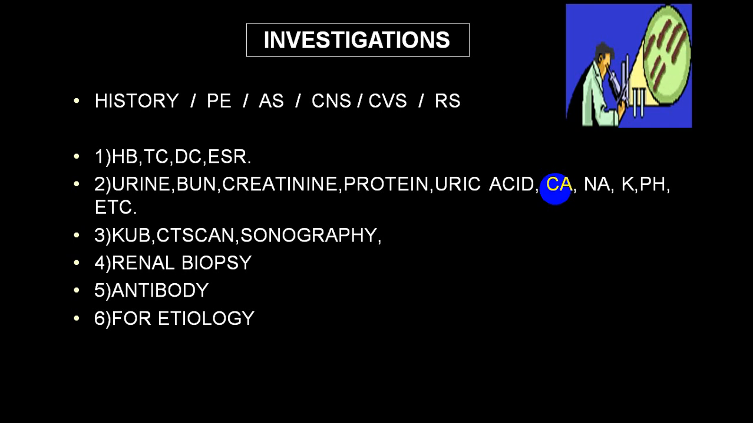Hypernatremia, hyperkalemia, and acidosis may be present in acute glomerulonephritis. KUB, CT scan and sonography will help you find out the different types of kidney, whether it is small in size or slightly enlarged. Renal biopsy will be very useful in acute glomerulonephritis to identify the histopathological classification.